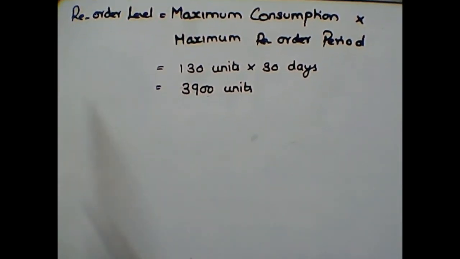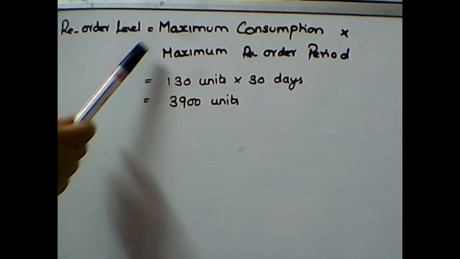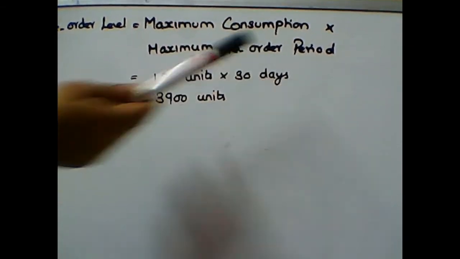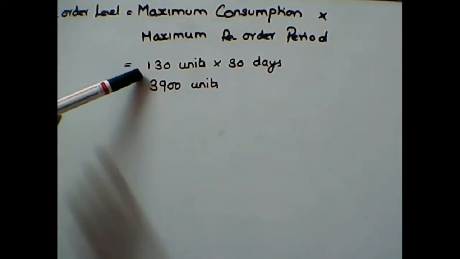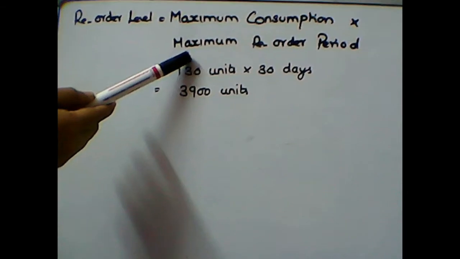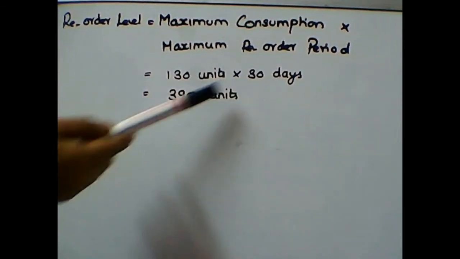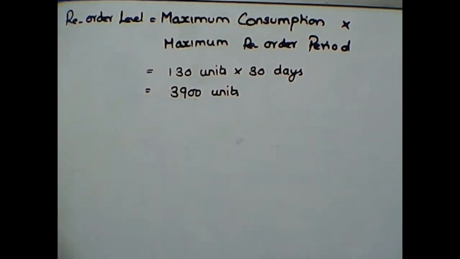So, now we are going to calculate the reorder level. For that the formula is maximum consumption into maximum reorder period. It was given in the problem that maximum consumption is 130 units, so we have written 130 units, and the maximum reorder period is 30 days. We have written the 30 days here. By multiplying these two, we get 3900 units as our reorder level.